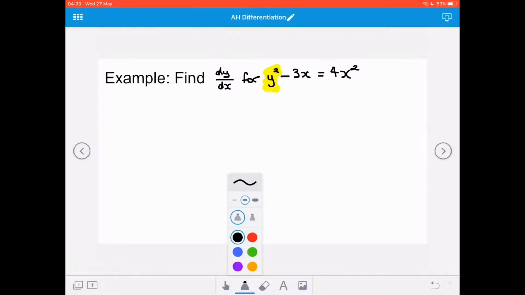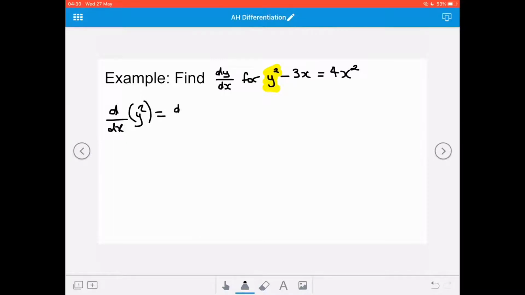So what we're saying is that we want to differentiate y squared with respect to x. In order to do that with the chain rule, we're going to differentiate y squared with respect to y, and then we're going to differentiate y with respect to x. So what we're going to end up with is 2y dy by dx.